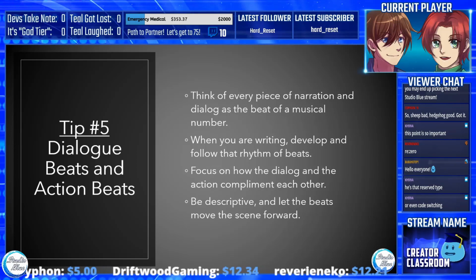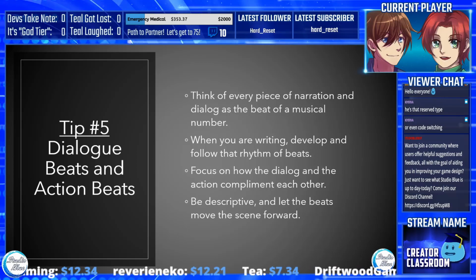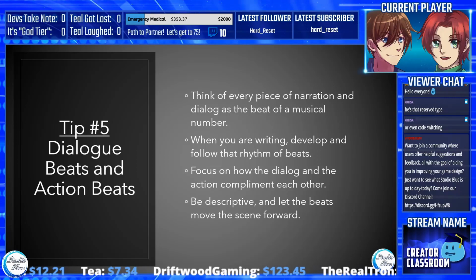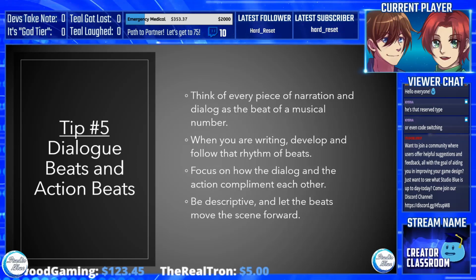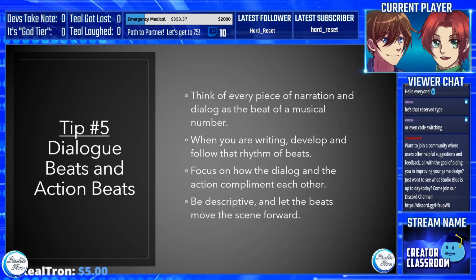Tip number 5. Dialogue beats and action beats. Okay, this is a fun one. All right. Think of every piece of narration and dialogue as the beat of a musical number. If you can actually start to imagine that in your head, the ba-bum, ba-bum, ba-bum, ba-ba-bum, then your writing will improve dramatically. So when you're writing, develop and follow that rhythm of beats.